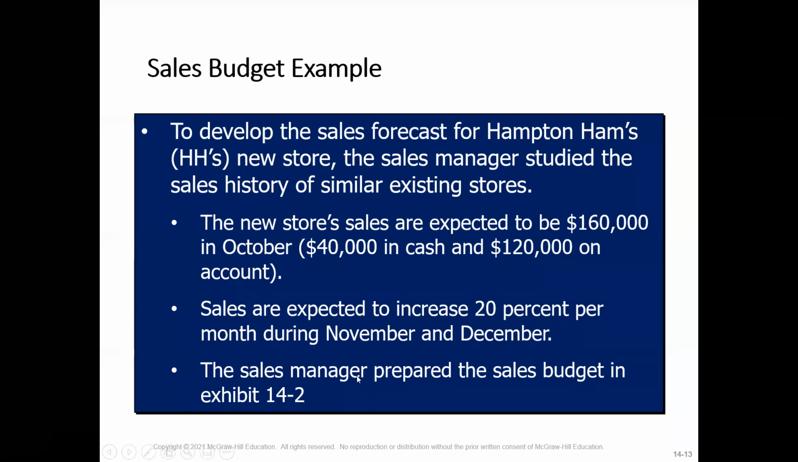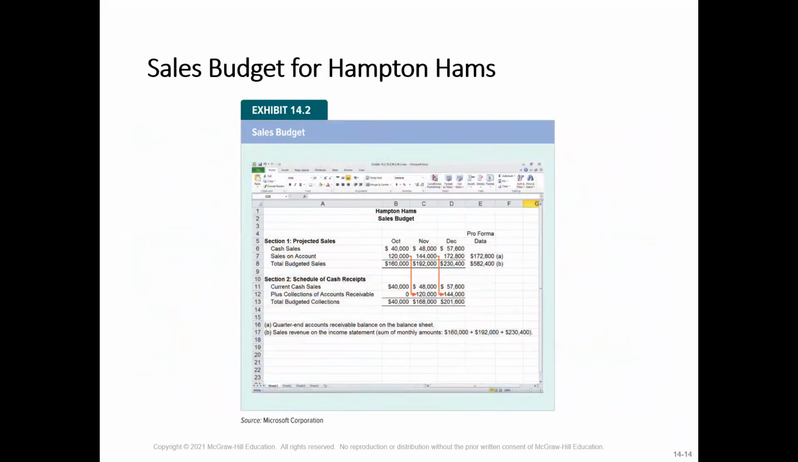So the new store sales are expected to be 160,000 in October, 40,000 cash, 120,000 on account. And those sales are expected to increase 20% per month from October to November and November to December. So the sales manager prepares the sales budget that's on the top of 512 and in the next slide as well.